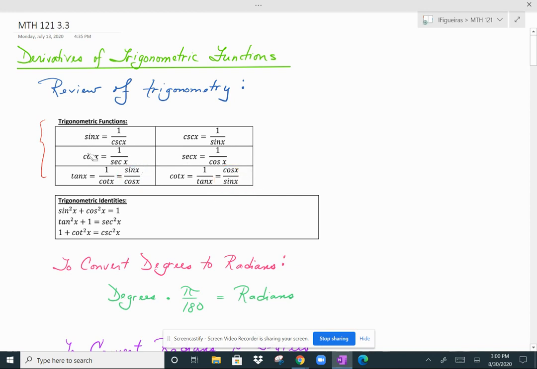So in addition, you should be familiar with the three trigonometric identities based off of the Pythagorean theorem. Sometimes these are called Pythagorean identities. And that is that sine squared of x plus cosine squared of x equals 1. Tangent squared of x plus 1 equals secant squared of x. And 1 plus cotangent squared of x equals cosecant squared of x. So sometimes you have to make substitutions based on these trigonometric identities. So I'm just reminding you of those.